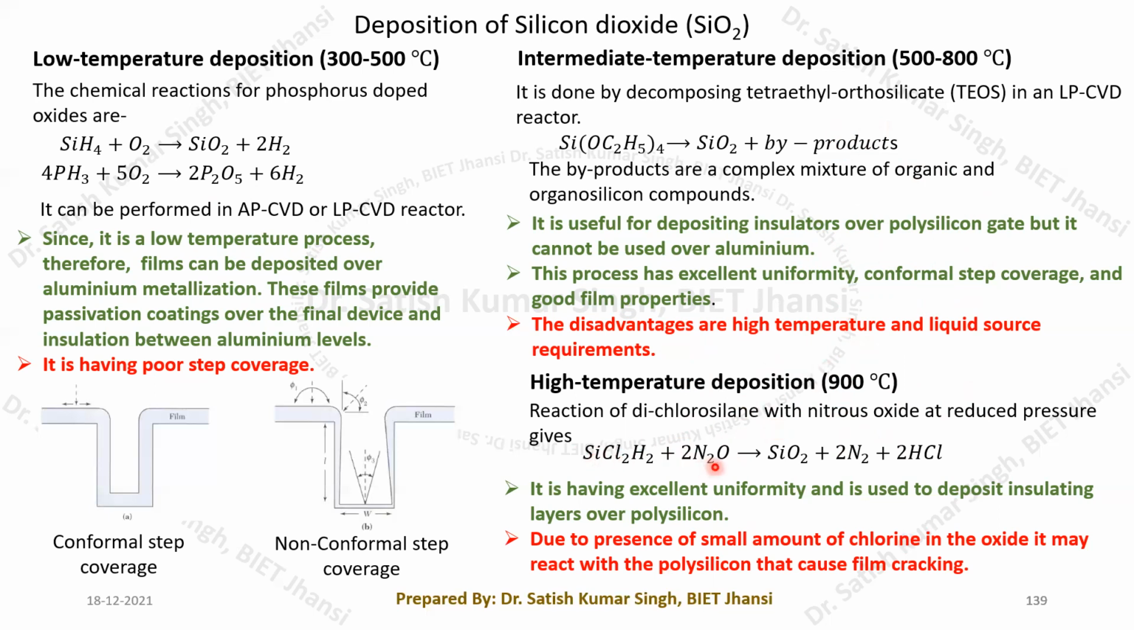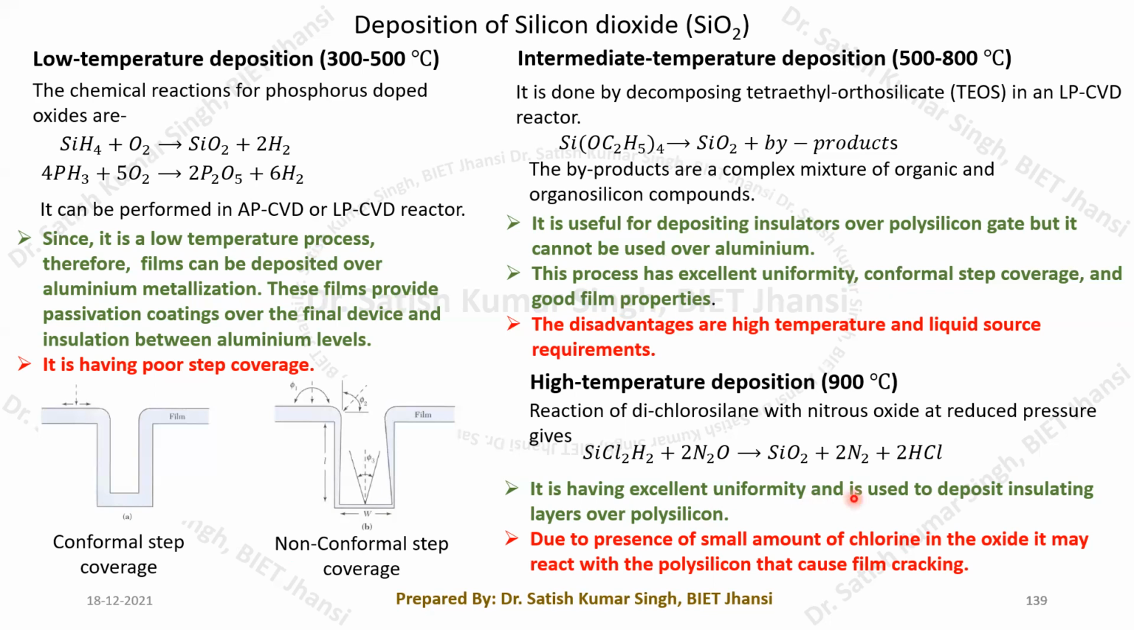So after this reaction with the dichlorosilane, the SiO2 layer is formed, and as a byproduct there will be HCl gas. Normally this also gives excellent uniformity over the polysilicon layer.